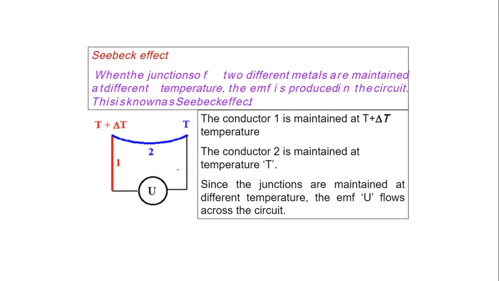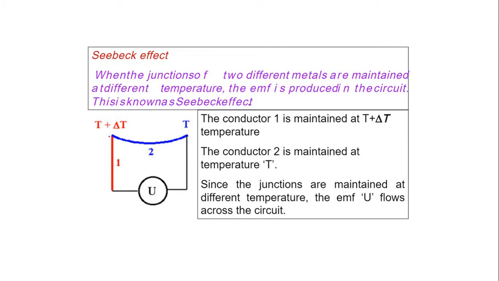Now, the Seebeck effect. When the junctions of two different metals are maintained at different temperatures, an EMF is produced in the circuit. This is known as the Seebeck effect. Means this is the definition of the Seebeck effect. When the junctions of two different metals are maintained at different temperatures, an EMF is produced in the circuit. This is known as the Seebeck effect.